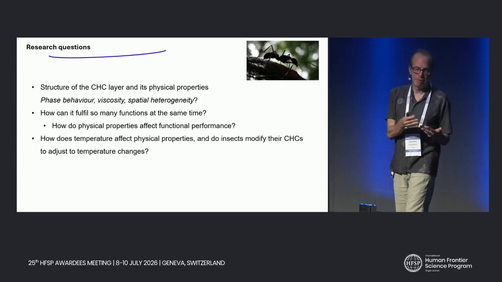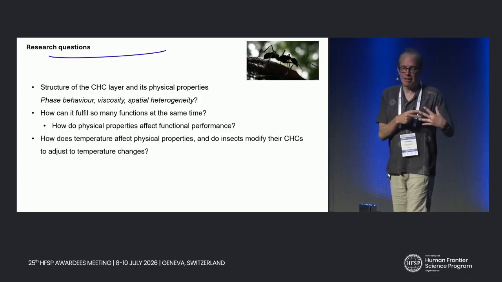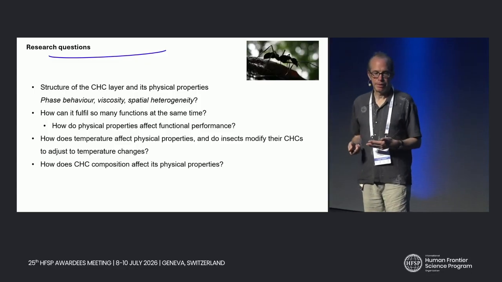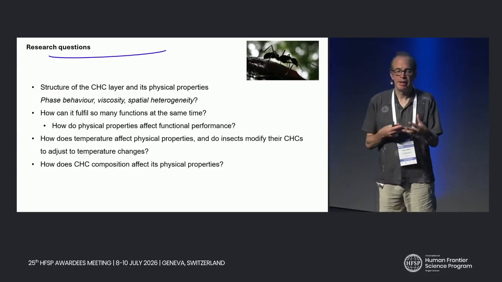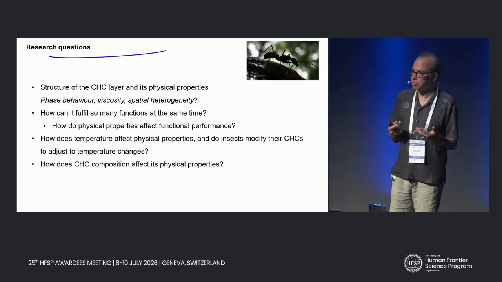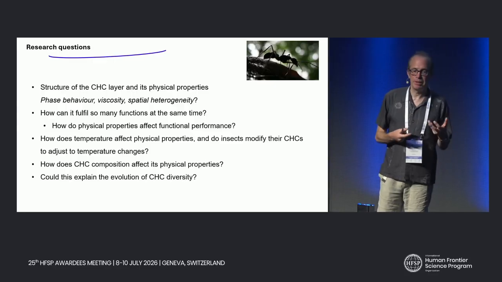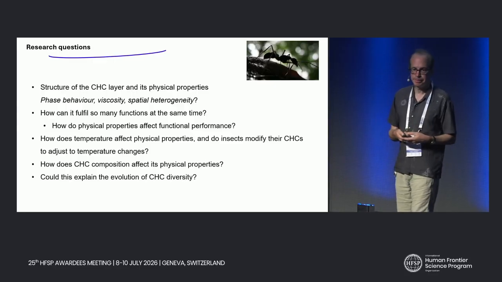I mean, most physical traits are affected in some way by temperature. So do insects take account of that? Do they modify their CHCs to adjust when the temperature changes? And then how does the CHC composition, which is species specific, affect these physical properties? And by understanding that, can we then explain why such a CHC diversity evolved?